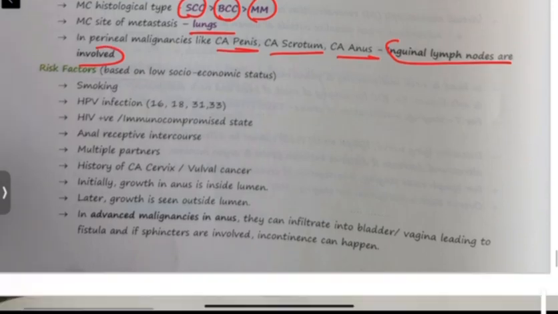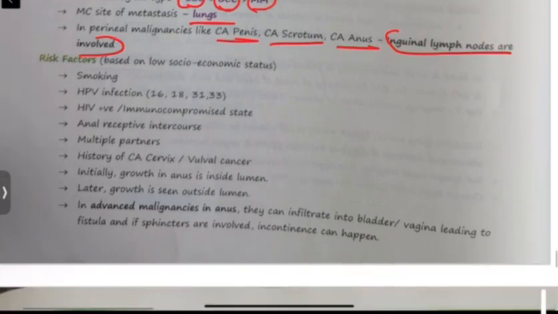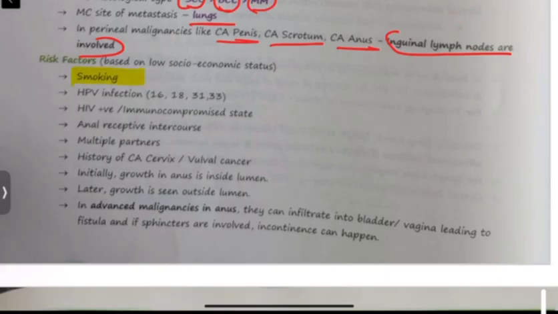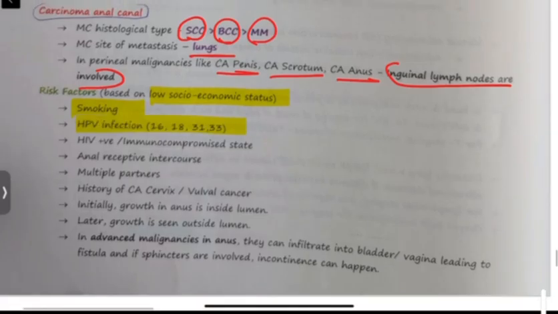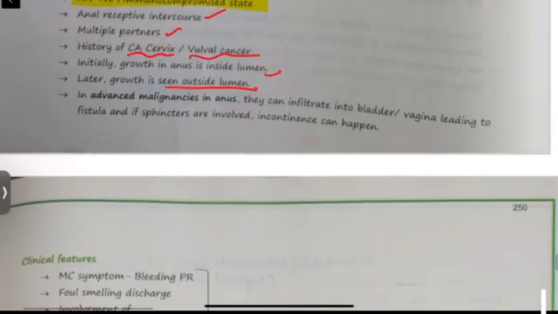Okay, what are the risk factors for developing CA anal canal? Risk factors are low socioeconomic status, basically improper hygiene, smoking, HPV infection, HIV positive or immunocompromised state, anal receptive intercourse, multiple partners, and history of CA cervix or vulval cancer in females. The initial growth is inside the lumen of the anus, later the growth is seen outside the lumen. In advanced malignancies in the anus, they can infiltrate into the bladder and vagina, leading to fistula, and if the sphincters are involved, then incontinence happens.